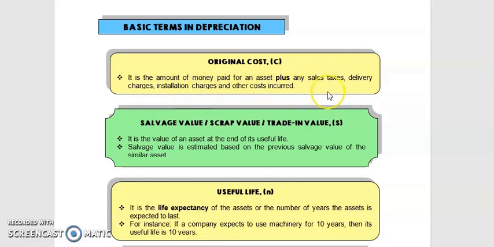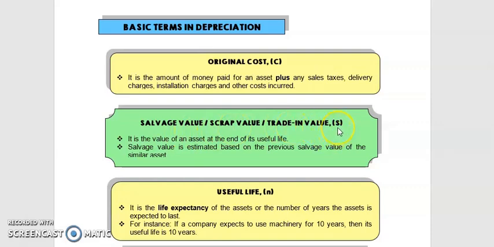or other costs incurred. For example, you bought a car from Semenanjung. Let's say the car costs you 60,000, and in order to ship to Sarawak, you need to pay another 2,000. So your total cost will be 60,000 plus 2,000, which is 62,000. Remember you need to add any sales taxes, delivery charges, installation charges, or any other cost incurred.